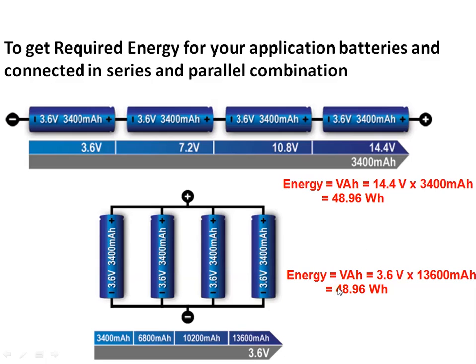So here you can see the energy in both cases will be the same, but what is changing is that in the series configuration, high voltage is generated, and in the parallel configuration, high current is generated. If your application requires both high voltage and high current, then a series and parallel configuration is used.